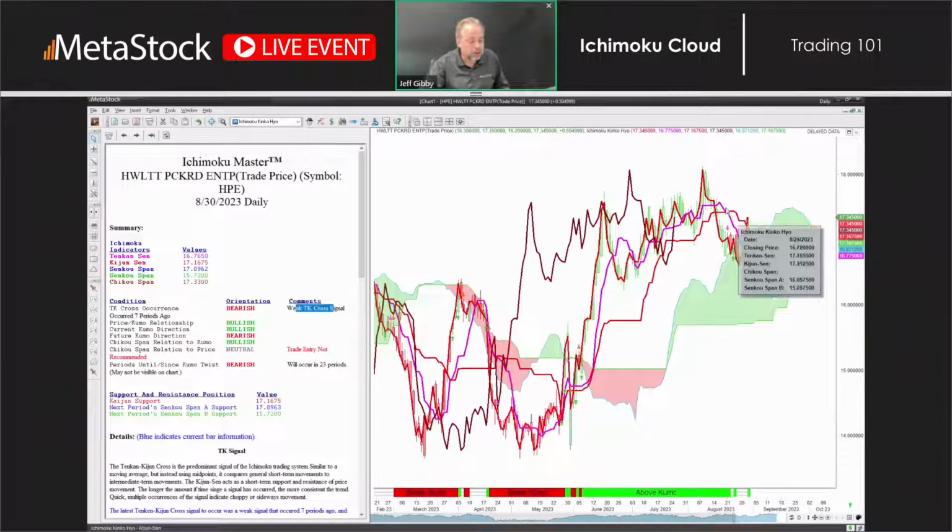Okay, so we recently had a TK cross right here. It was a bearish cross. He rated it as weak. And it also occurred 7 days ago. Right here is when that cross happened, or was it here?